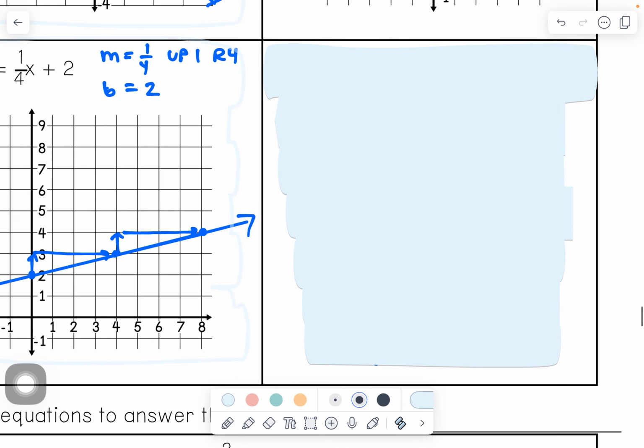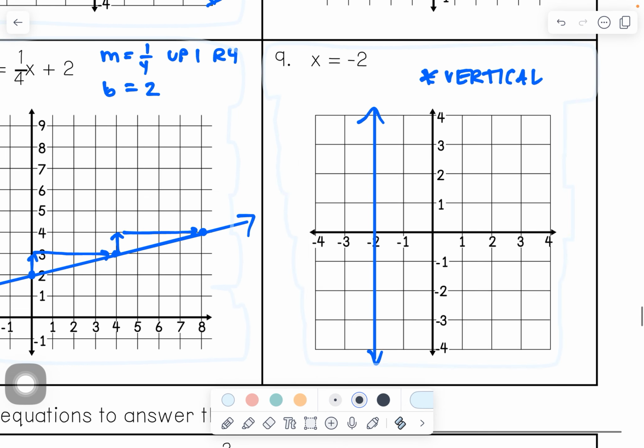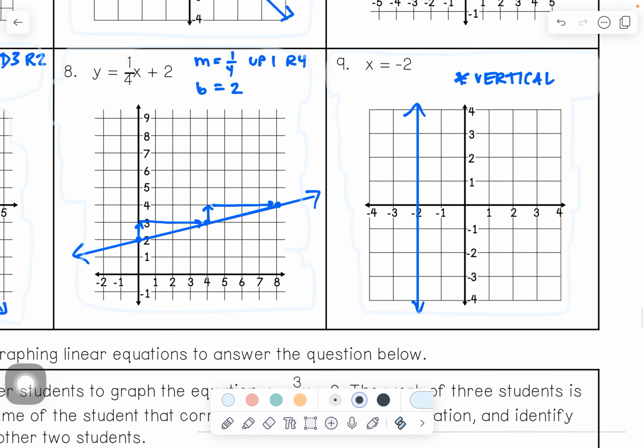And finally, we have number 9 here. Okay, special case, x equals -2. That's a vertical line. X can only be -2. So we can't draw a diagonal line because that means x would be a bunch of different numbers. Okay, in this case, x is just -2.